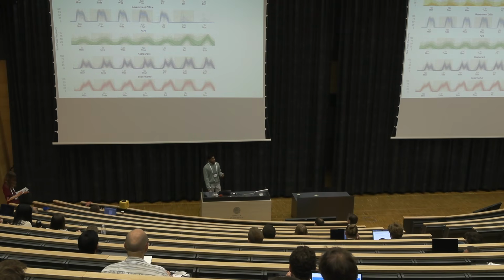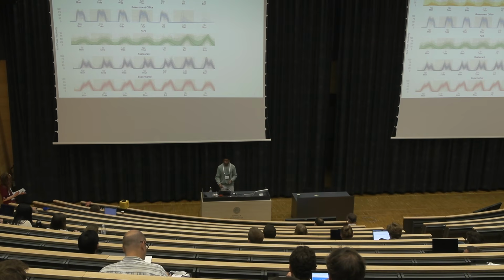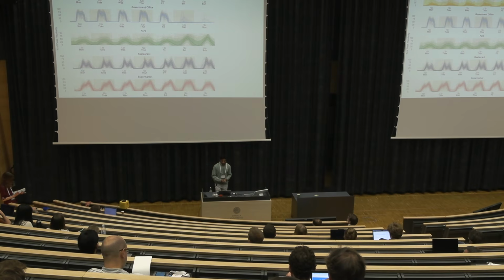So for our project, we consider 62 different types of places, something like a church, government offices, parks, restaurants, supermarkets, and 57 others. Each line in that plot represents a POI, a place of interest, and the darker line is just the average over all those places. Again, as we can see, different places have different rhythms.